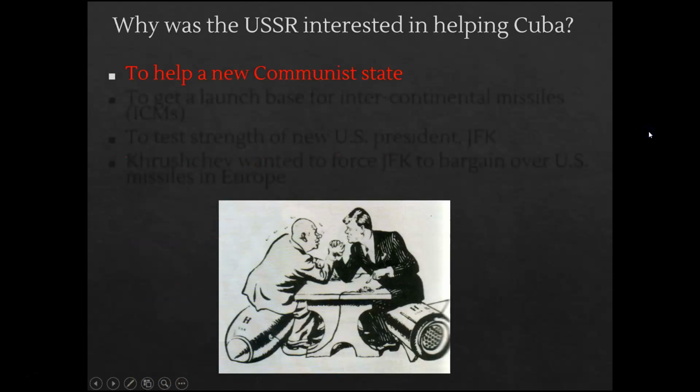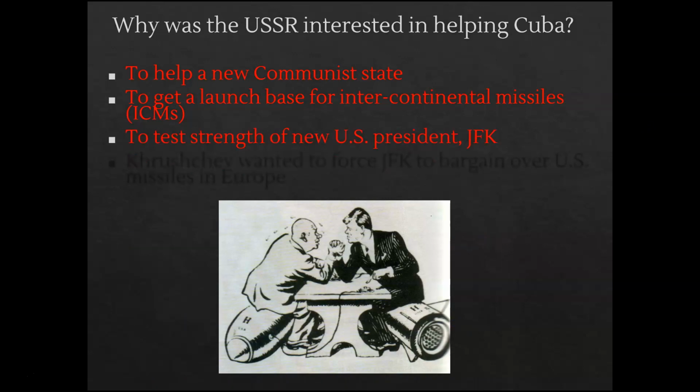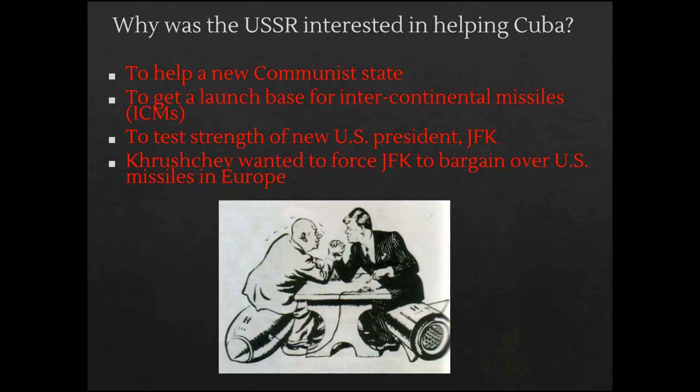Okay, so why was the USSR interested in helping Cuba? To help a new communist state, part of this Warsaw Pact NATO world of the Cold War we were living in, to get a launch base for intercontinental ballistic missiles. 90 miles, you really can't defend against a missile for that short distance. To test the strength of the new U.S. president, and Khrushchev wanted to force JFK to bargain over U.S. missiles in Europe. So Khrushchev is saying, listen, we're going to threaten America here in Cuba, forcing America's hand in Europe. Okay, so Kennedy is left with a very, very difficult decision.